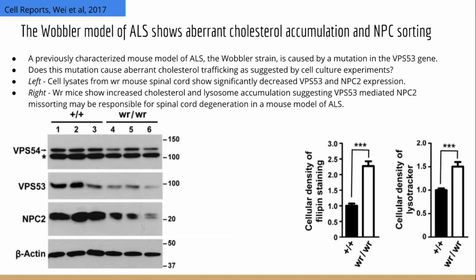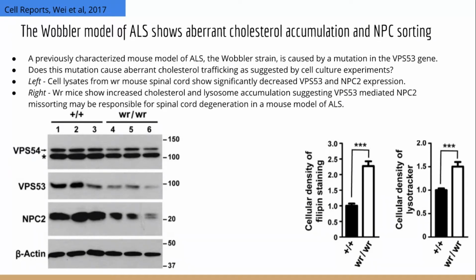So far, we've seen that the loss of VPS53 causes the missorting of NPC2 and its aberrant secretion, and this results in cholesterol accumulation in the lysosomes and significant cellular defects. So the GARP complex facilitates NPC2 sorting by retrieving MPR from the lysosomes, and MPR is, of course, critical for NPC2's sorting. But the question at this point is, do these studies in cell culture translate into the adult animal?